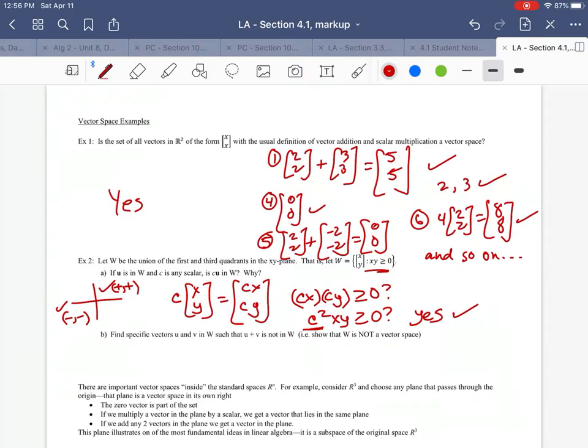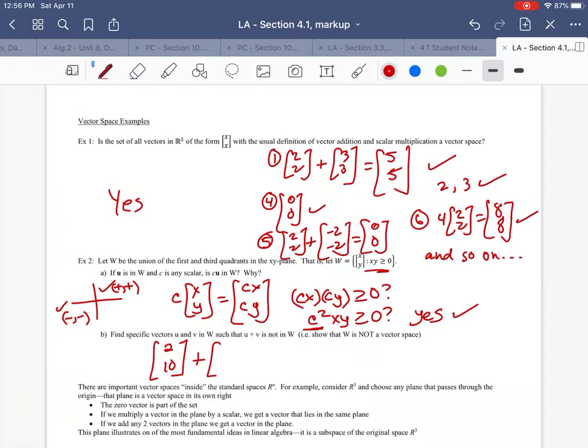One of the pieces I could prove to see if this is a vector space or not. But let's look at part B: find specific vectors in U and V such that U plus V is not in W. So this is going to show that this W up here is not a vector space. Because what if I pick something like 2, 10? That's in there. It's both positive. 2 times 10 is greater than or equal to 0.